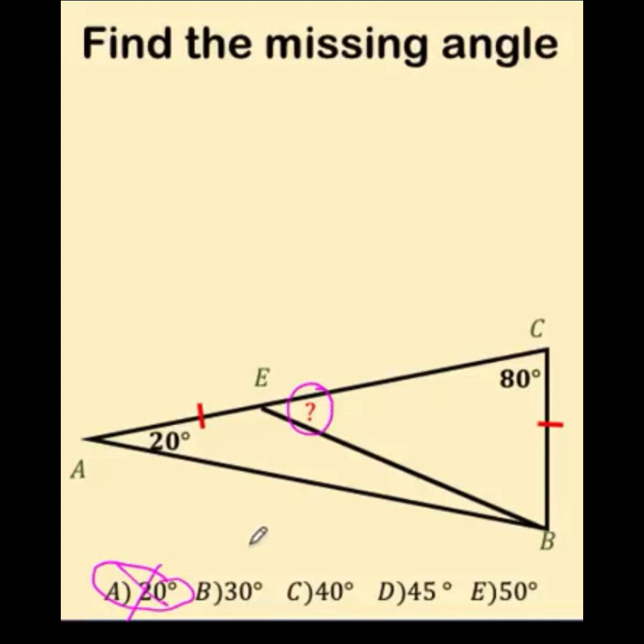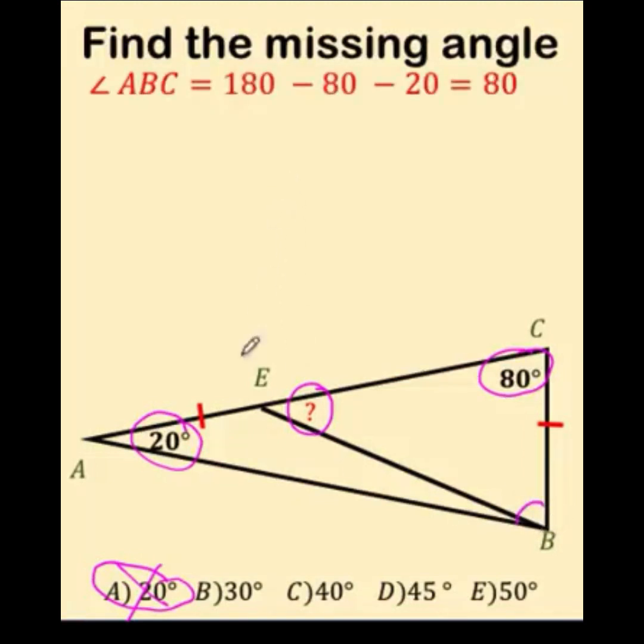Now, let's recall that when we are given a triangle, the sum of the three interior angles of a triangle is 180 degrees. And knowing that this is 20, this is 80, we can easily find the measure of angle ABC. So angle ABC is equal to 180, which is the sum of the angles of a triangle, minus this 80 degrees, minus this 20. So this angle here must be 80 degrees.